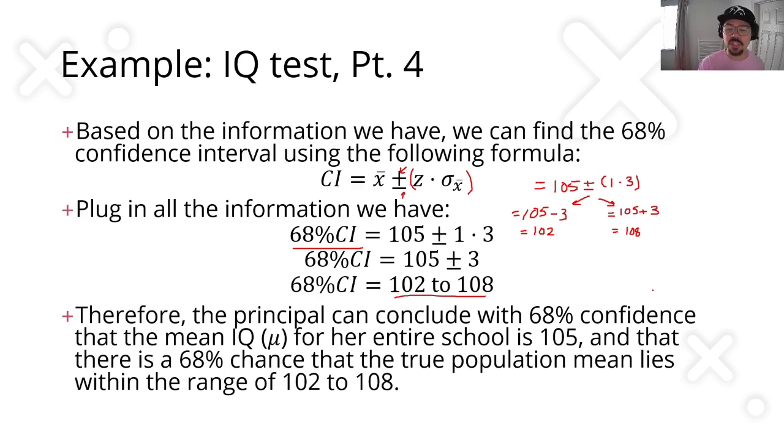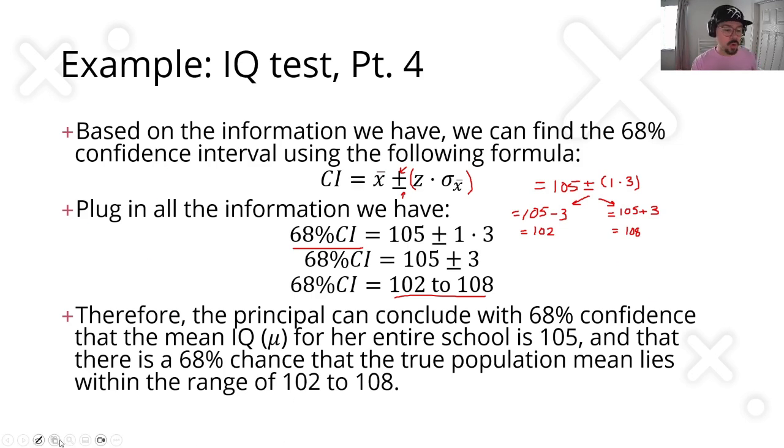So therefore, the principal can conclude with 68% confidence that the mean IQ for her entire school population is 105, and that there is a 68% chance that the true population mean lies within the range of 102 to 108. As I mentioned, the idea is that we're creating this window, this confidence interval range, and we're saying we don't know where exactly the population mean is. Specifically, we don't know. But we do know that it's somewhere between 102 and 108. And so that's working with a 68% confidence.